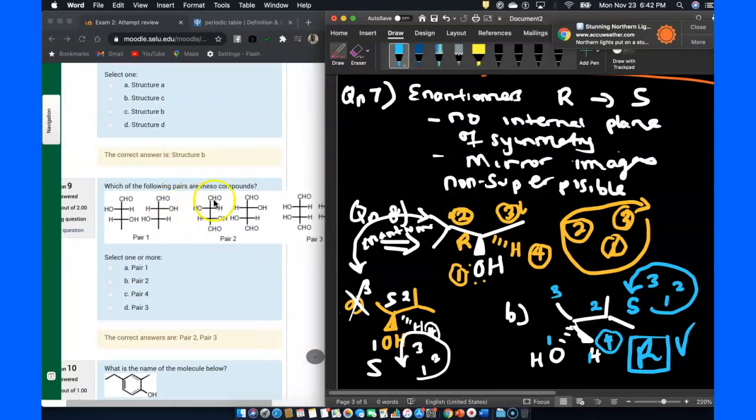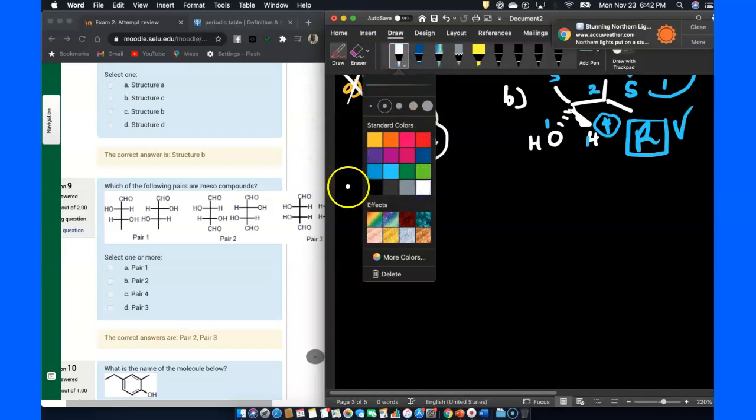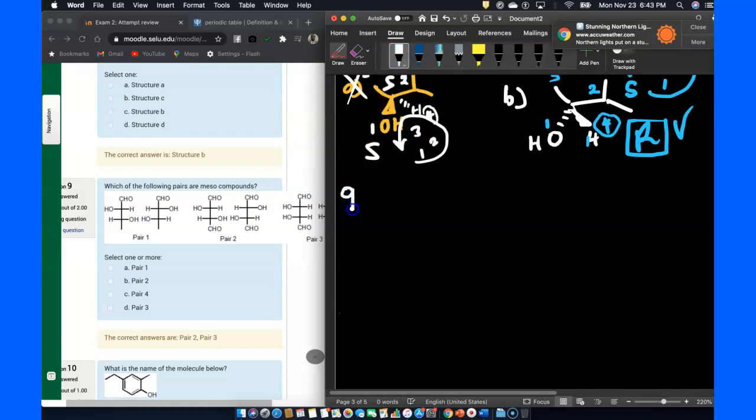Which of the following pairs are meso? Remember what we said meso are. You're looking for pairs that seem to be enantiomers, but they have an internal plane of symmetry. So the first one, let me just focus here. There's no way you can have an internal plane of symmetry in pair 1. Actually, these guys are enantiomers because if I put a mirror here, it reflects them, and there's not going to be any way we can cut the two molecules into equal halves.